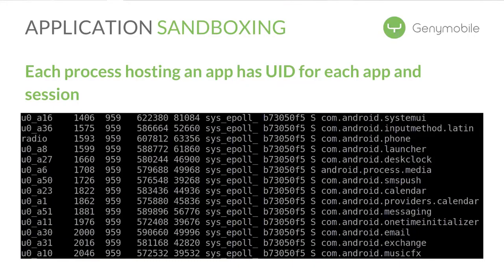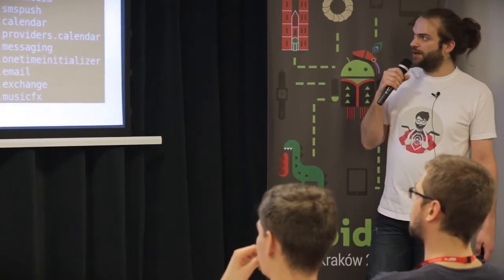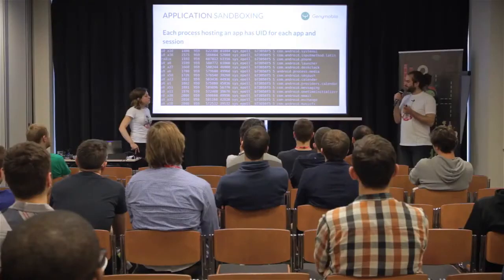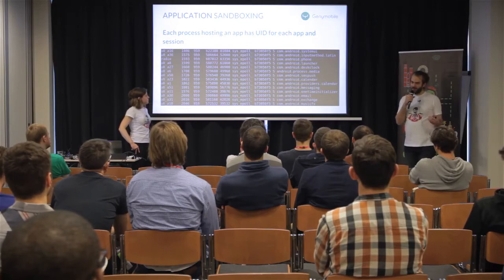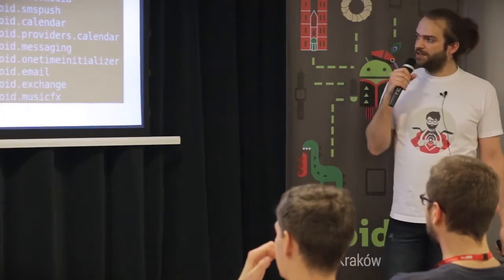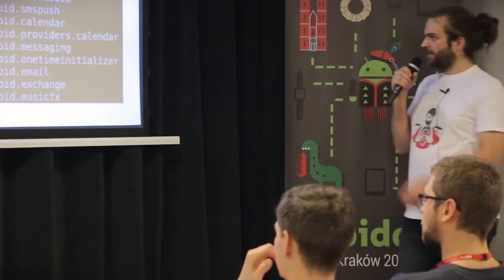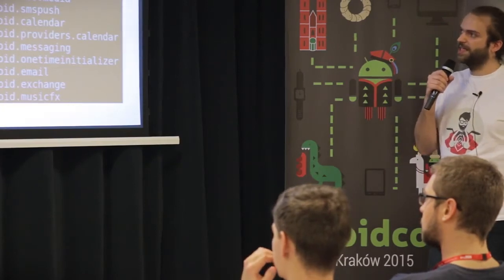We can see here an extract of the process listing. The most interesting thing here is that the processes are named according to their application package name, so we can easily identify them. And the UID is the column on the left.